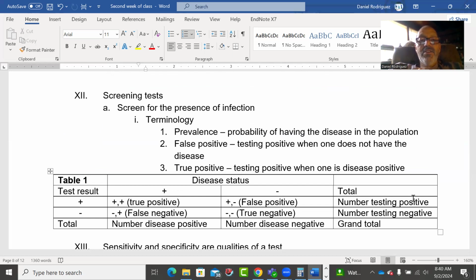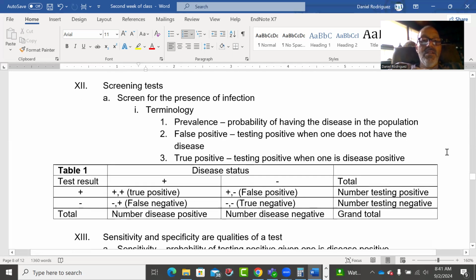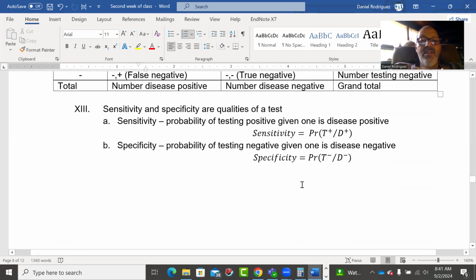So two things we want to calculate for screening tests are the sensitivity and specificity. These are properties of the test. Look, if you read the manual in a test, you'd see you could get its sensitivity and specificity. Hopefully they'll write it the way they're supposed to write it. Sensitivity is the probability of testing positive given one is disease positive. That's your sensitivity. It's a conditional probability. Specificity is the probability of testing negative given you're disease negative.